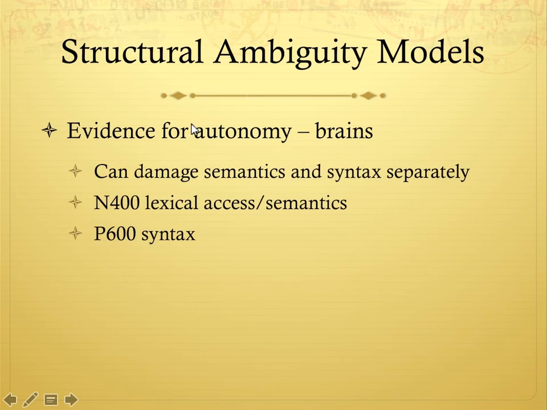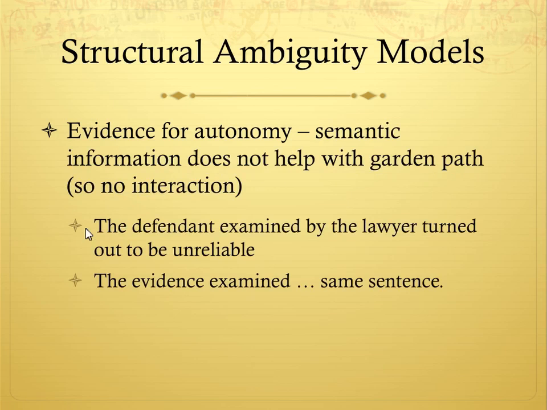So some evidence for autonomy, brain-wise, is that we can actually damage people's representations of semantics and syntax separately, so that implies they're separate things. Using EEGs, we can look at semantics using the N400, a negative waveform 400 milliseconds after whatever you're looking at has been presented, whereas the P600, a positive waveform 600 milliseconds after you've seen something, talks about syntax. So semantics changes at the N400 peak, syntactic issues change at the 600 peak. To look at these two things, we would actually see different effects.